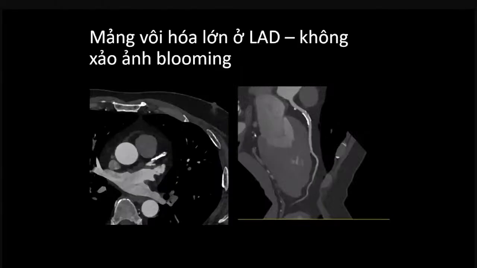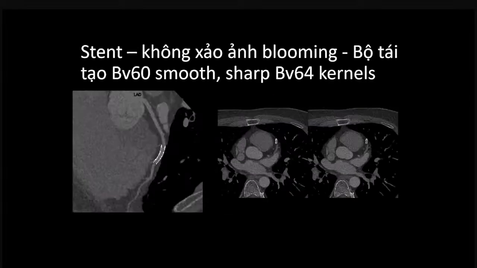So here's an example of a large calcified plaque in the LAD. You can see it's very nice with no blooming. Here's a stent showing nice lumen with no blooming of the stent struts.